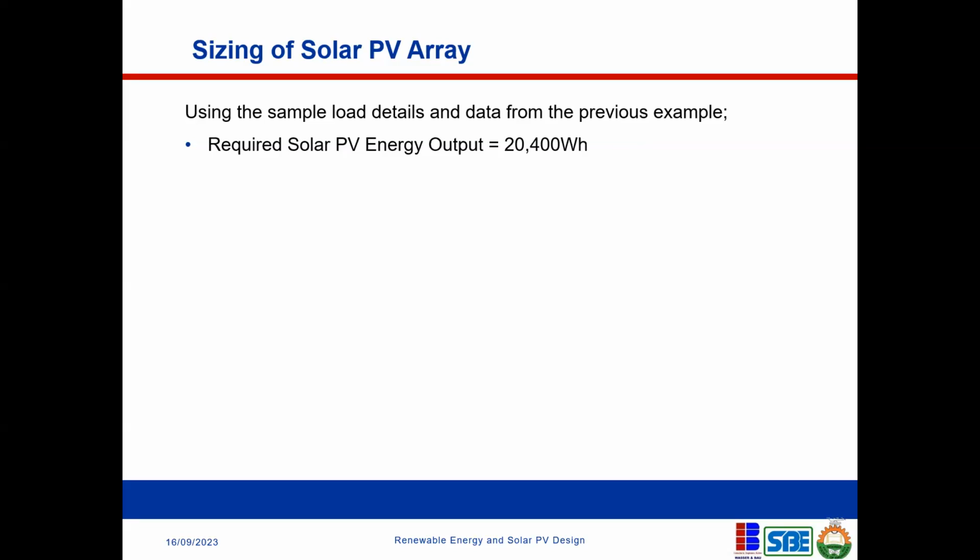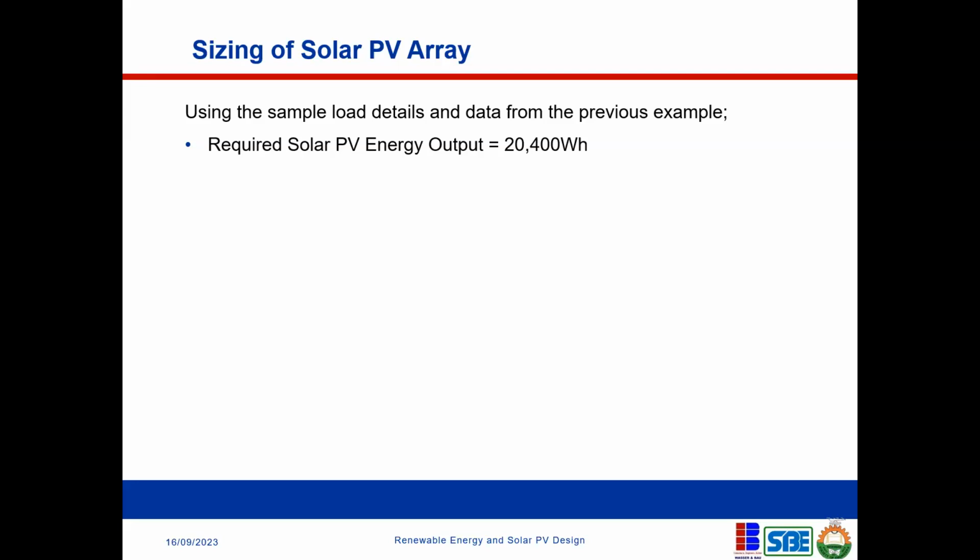We assume that he needs 2 days of autonomy, and we assume that he's using lead acid battery at 50% DOD. Okay, and we have established the size of the battery that is required and the number of batteries we need. So let us look at the size of the PV that we need to install for this client. So using the same load and every other detail that we have before now, the required solar PV energy output.